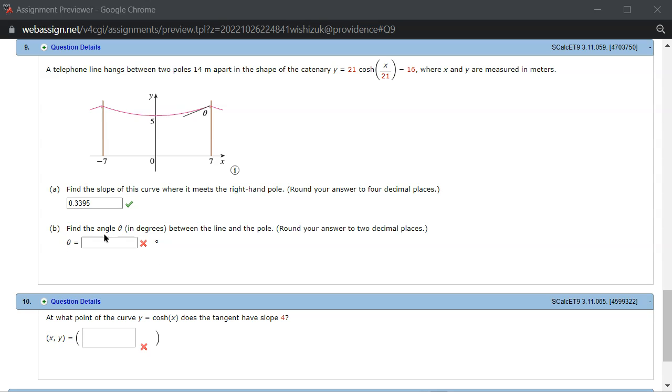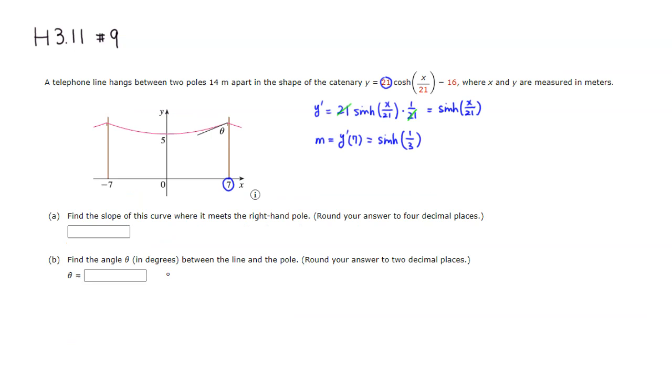Let's move on to part B. We want to find the angle theta in degrees. Here we have theta between the line and the pole. Let's try to find that theta. Let's try to draw a triangle involving theta. I probably want to draw it like this first, and here this is theta.